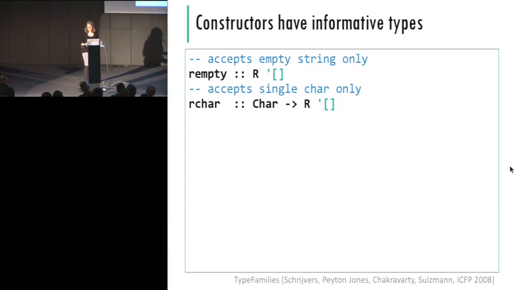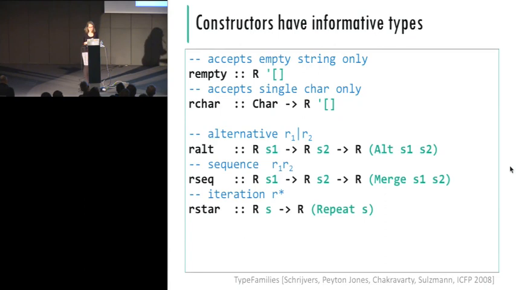What about for these combinators, for constructing alternatives, sequences, Kleene star? Here I have some computation to do. And here I'm going to dispatch to some type-level functions that are going to calculate what the capture group is based on what the subcomponents are, right? So I have some functions called alt and merge and repeat, and that's going to produce the output.